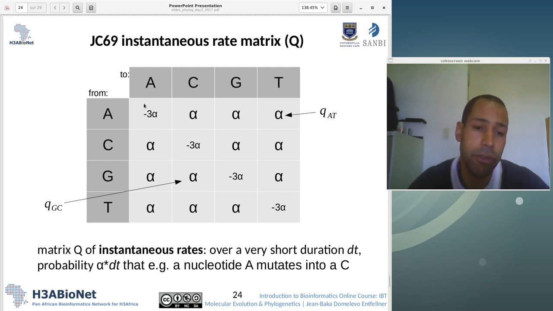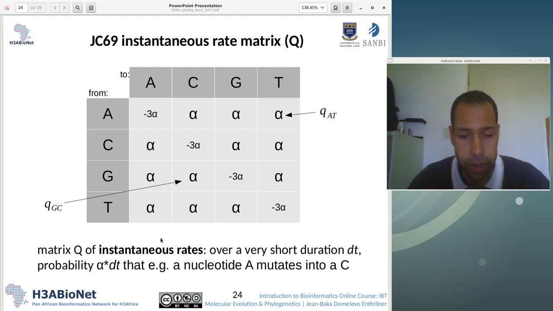That's why this number is not interpretable as such, because we cannot talk about an instantaneous mutation from A to A, for instance. It doesn't make any sense. It's not a mutation. But for some mathematical reasons, any matrix of instantaneous rates must have all its rows summing to 0. So you can think about this as a placeholder, but if you want to give a value here, it's minus the sum of the other 3 elements on that row. So you have minus 3 alphas there.